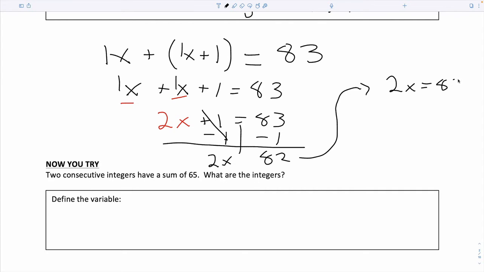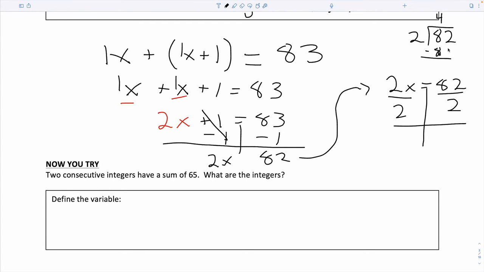What's my final step? Silent hands. Kira, Bentley, what would I do last? Good. 82 divided by 2. If you're showing excellent work like Annalise on the homework, you could set it up if you don't know that in your head. 8 divided by 2 is 4. 2 divided by 2 is 1. So x is equal to 41.